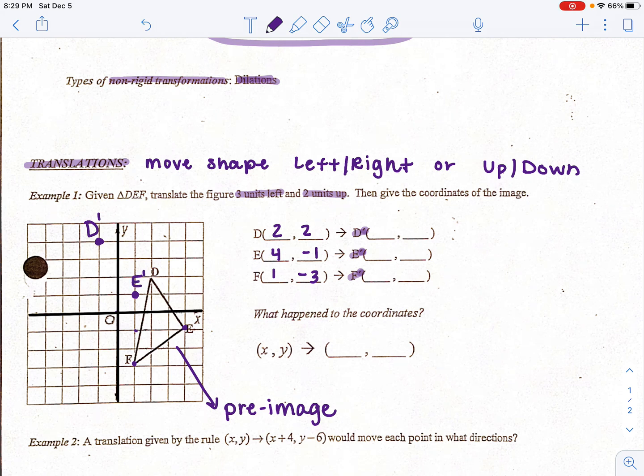And there is what we'll call E prime. Same with F. Go 3 to left. 1, 2, 3. 2 up. 1, 2. And that is F prime. Once you have moved all of them, you can connect your dots. And we have created our image now.